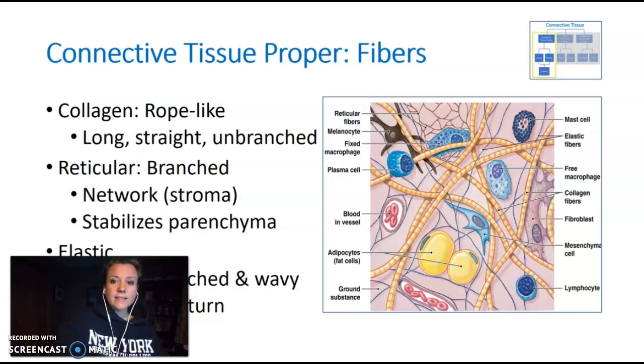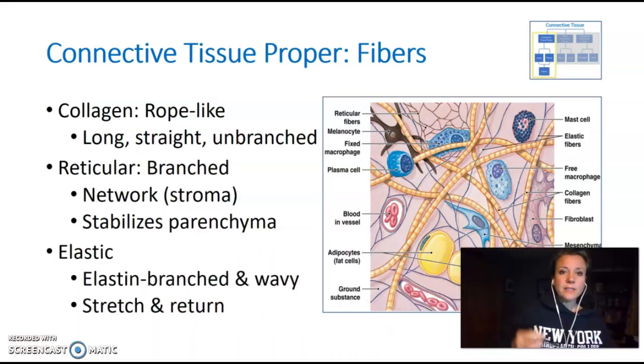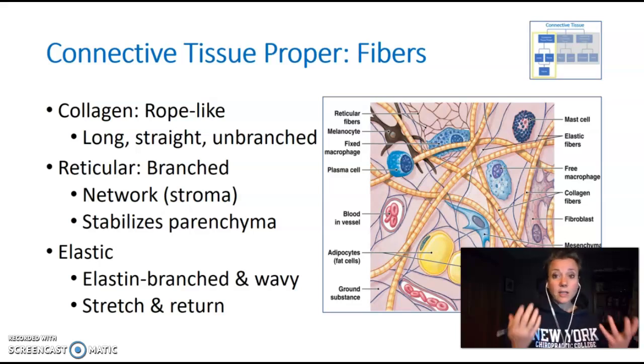So as I said, connective tissue proper has fibers, and there are three main types of fibers. The first kind is collagen, and you may have heard of collagen just from watching TV, where people will get collagen injections into their lips and it kind of firms up their face. Collagen is a very strong protein fiber.